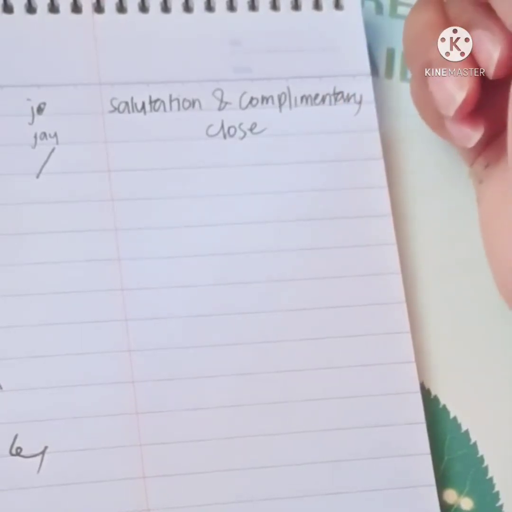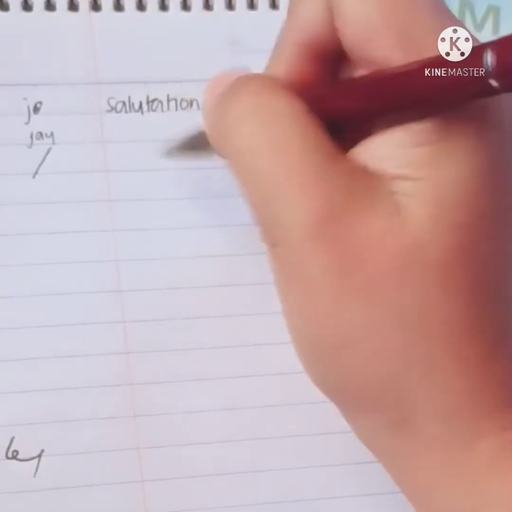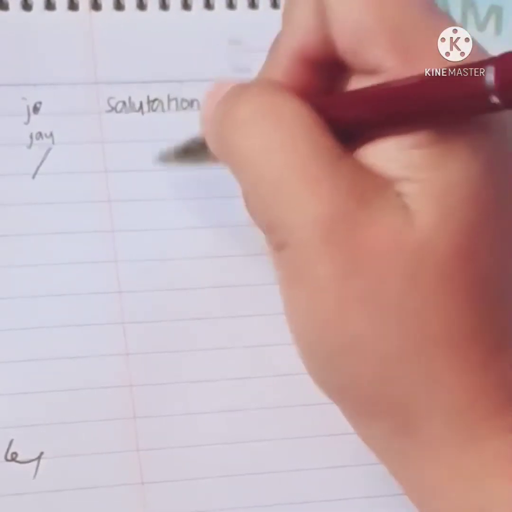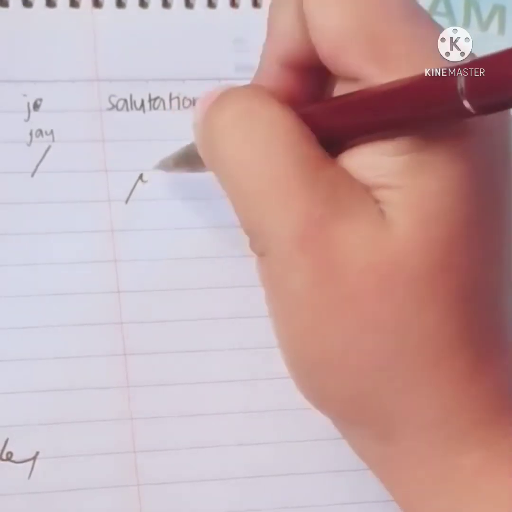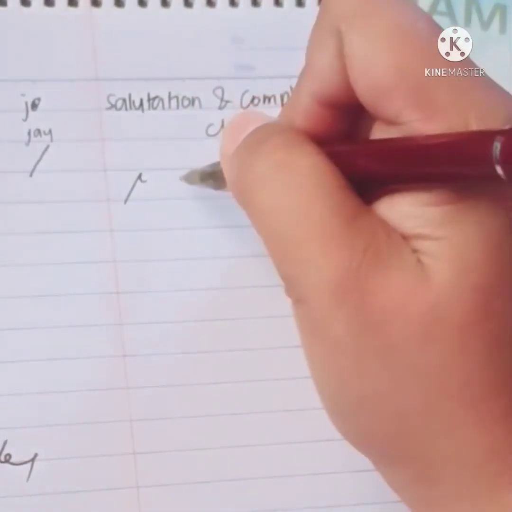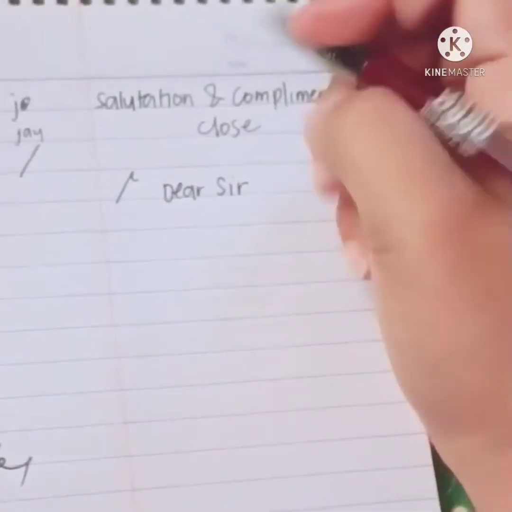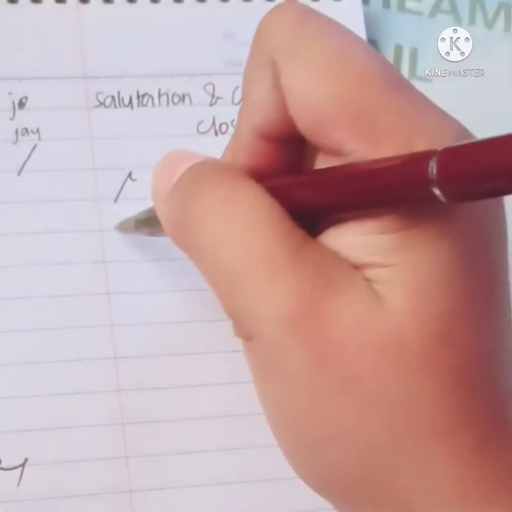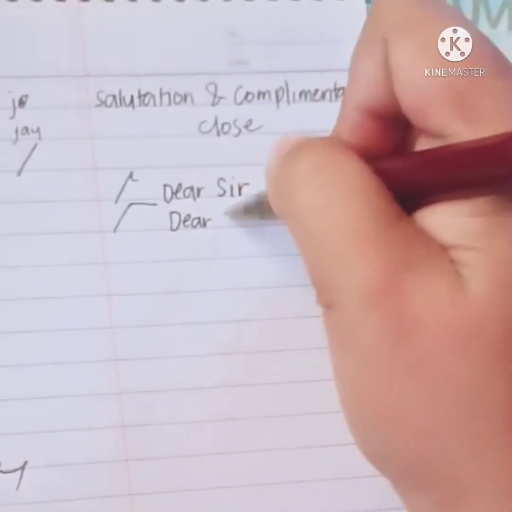This is the brief form in a business letter. Dear Sir is represented by D and then S. Dear Madam is D and M.